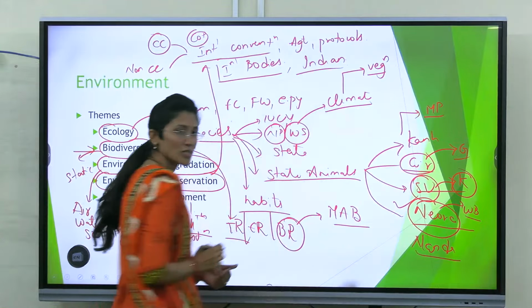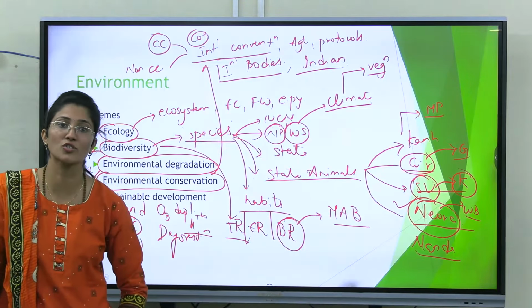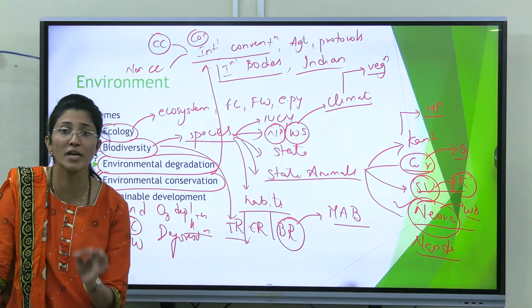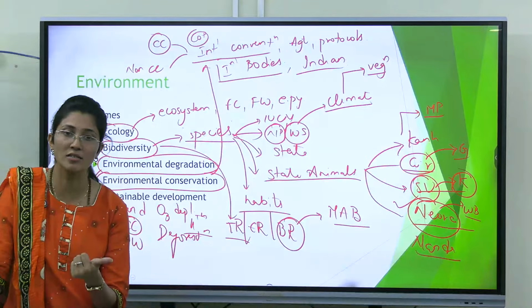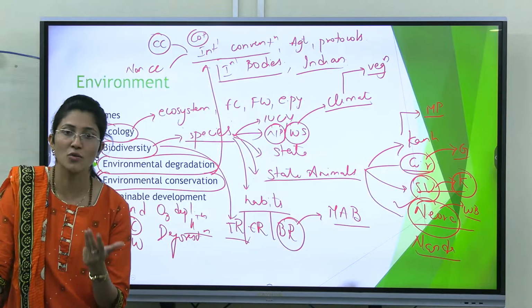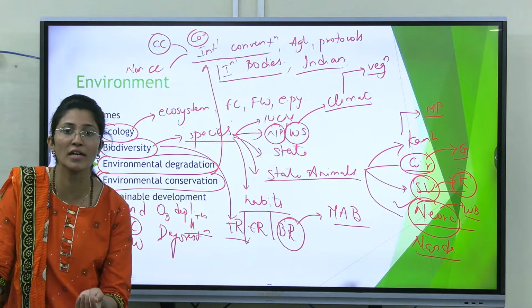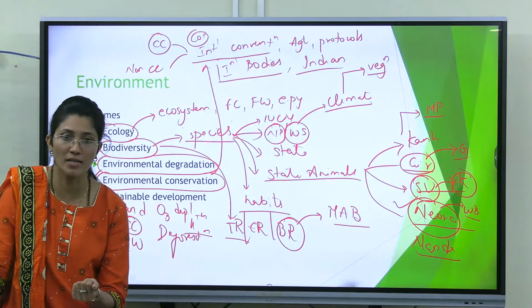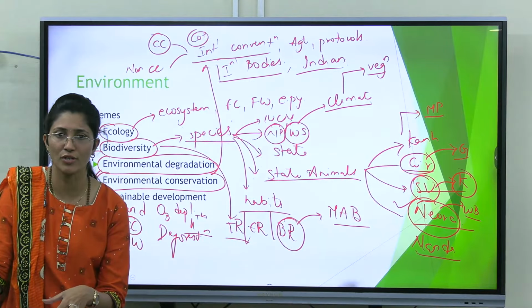Next, Indian measures or Indian agreements, Indian laws for the conservation of environment. Approximately we have 10 environmental laws like Indian Forest Act, Forest Conservation Act, Air Act, Water Act, Environmental Protection Act, Biodiversity Act, Wildlife Protection Act, CAMPA Act, etc. Approximately 10 we have. You need to find out.